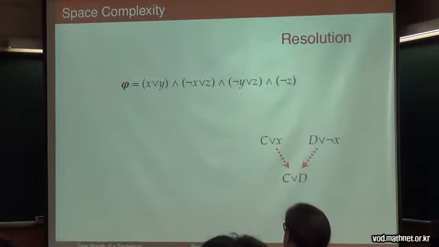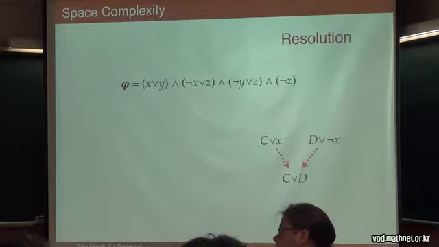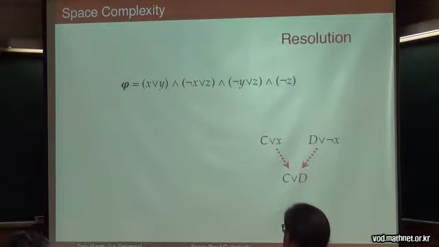So instead we'll use this very popular refutation system called resolution. As I understand, it's used in SAT solvers and whatnot. It only has one rule of inference. Whenever you see C or X and you see D or not X, then you can infer C or D. That's the only thing that you're allowed to do.